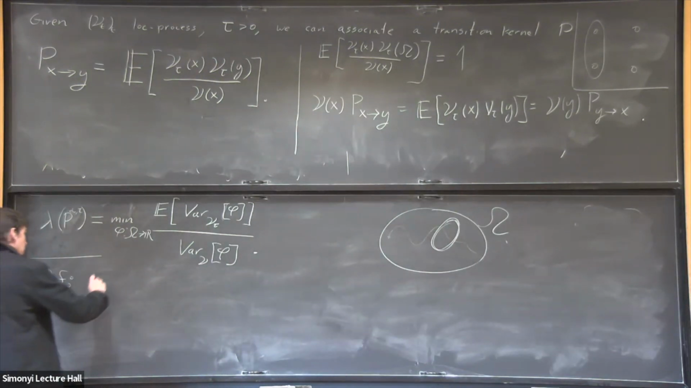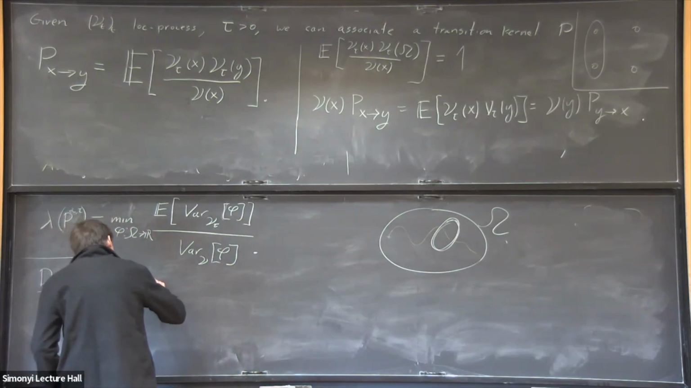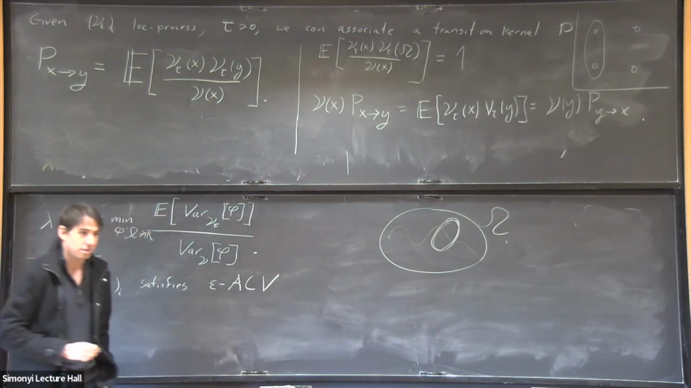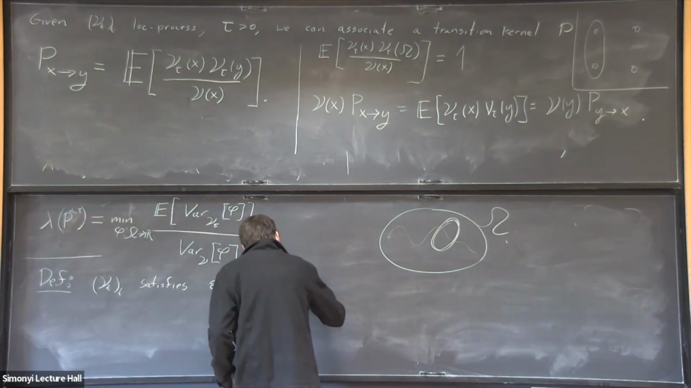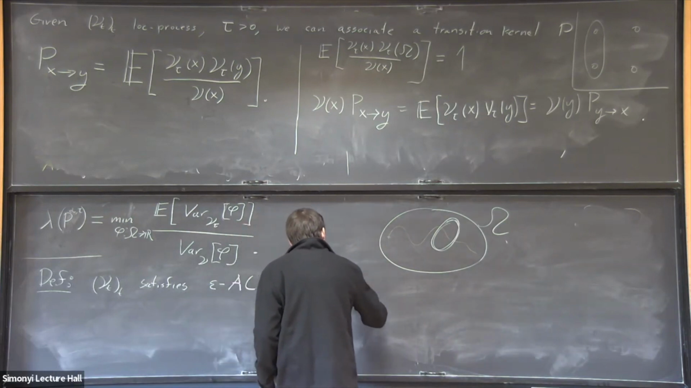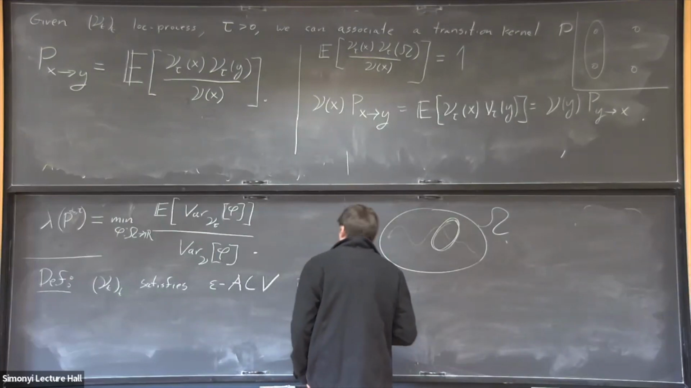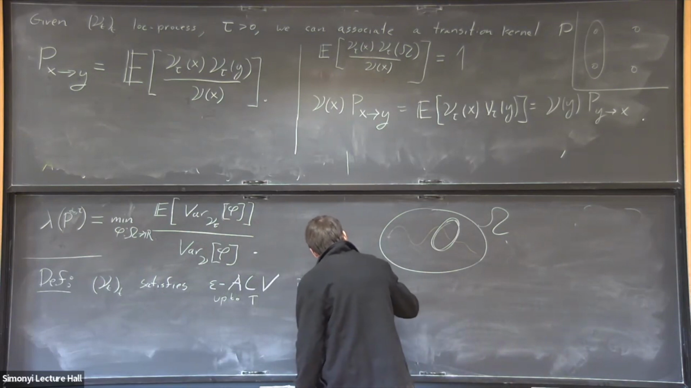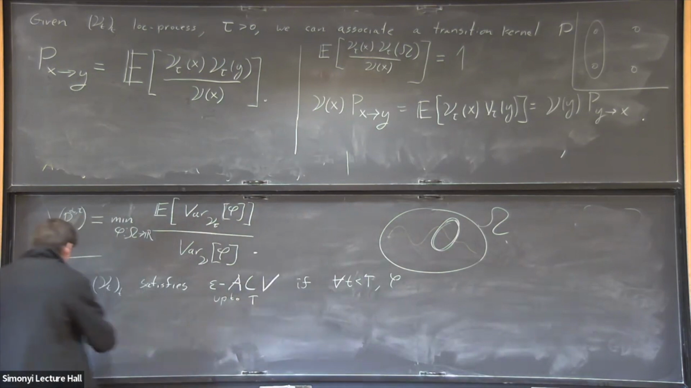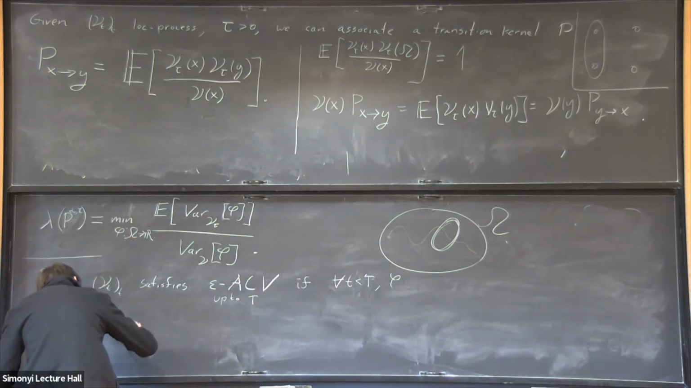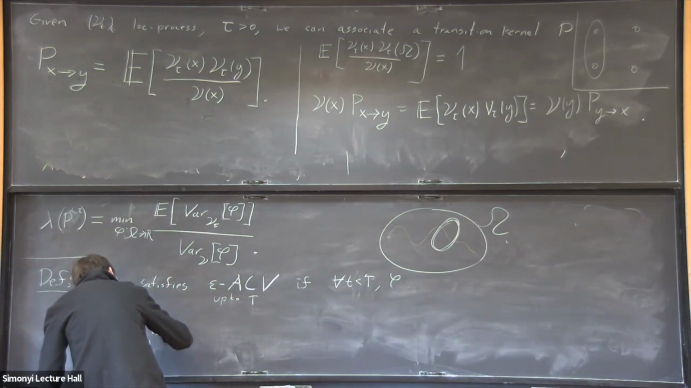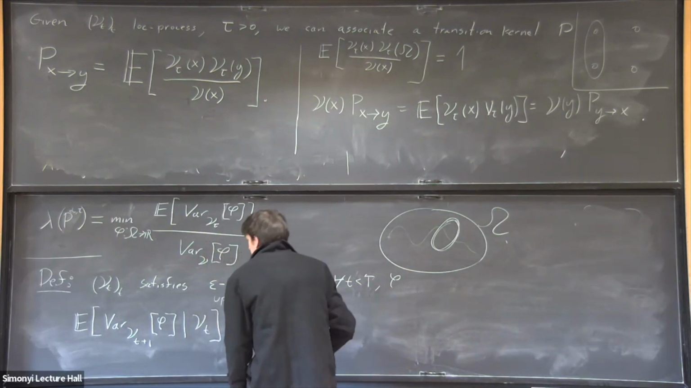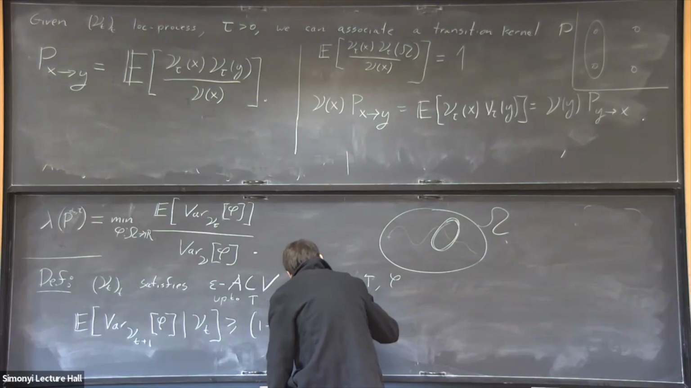So definition: the process nu t satisfies epsilon approximate conservation of variance, meaning it almost conserves variance, if for all t and for every test function phi, maybe let's say up to some time capital T, so for every t less than capital T and every test function phi, we have that the expectation of the variance with respect to nu t plus 1 of any test function given nu t is at least 1 minus epsilon times the variance with respect to nu t of phi.